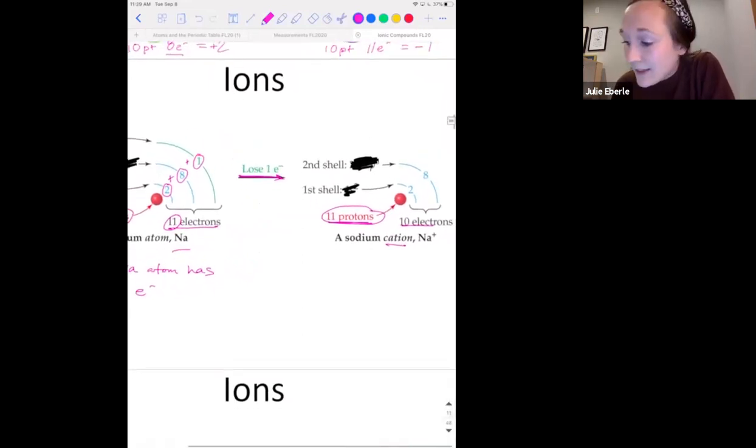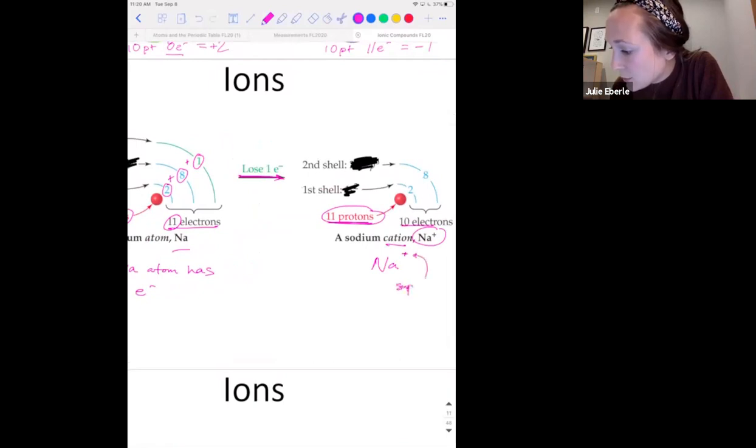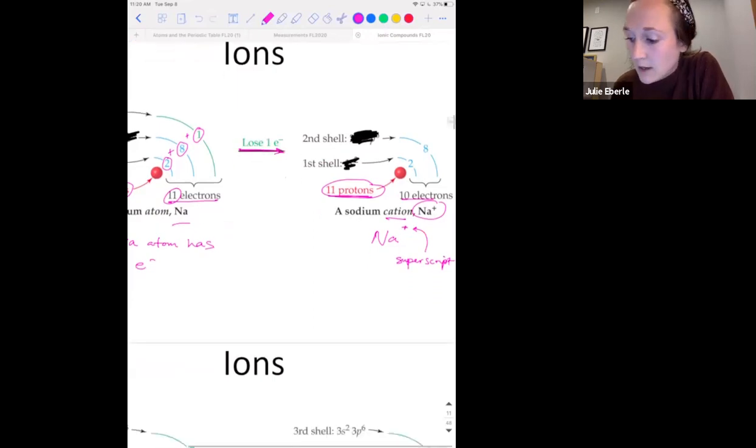So now when we write the cation, we write it like this. We write Na, the symbol, with a little plus charge, and it's a superscript, okay? We write it smaller and we write it up top to indicate that we don't have a neutral atom anymore. We now have an imbalance between protons and electrons. And because there's more protons than electrons, we have a single positive charge overall, okay?